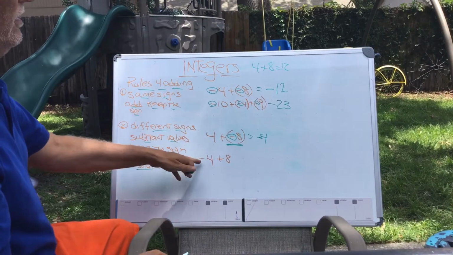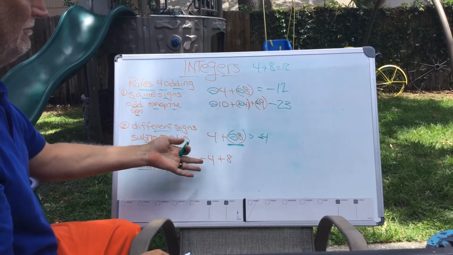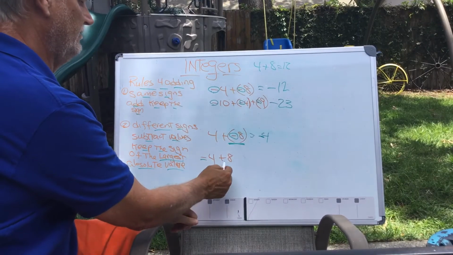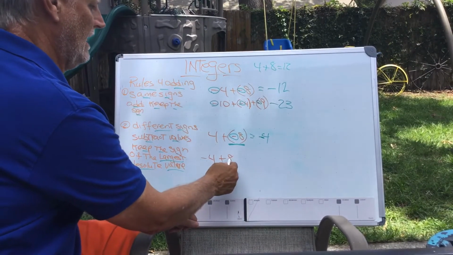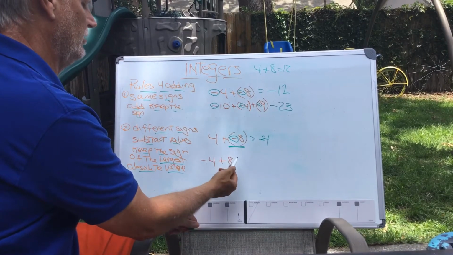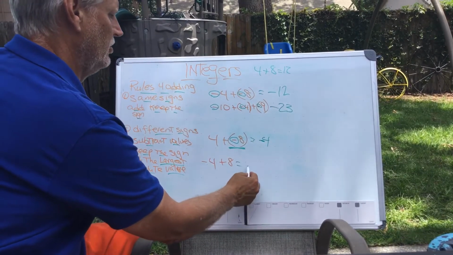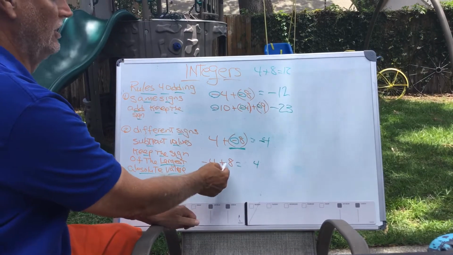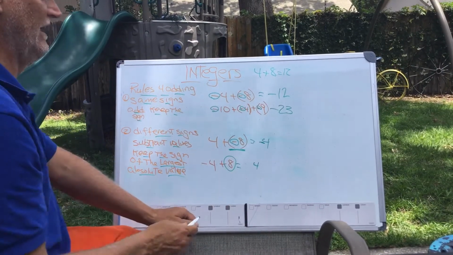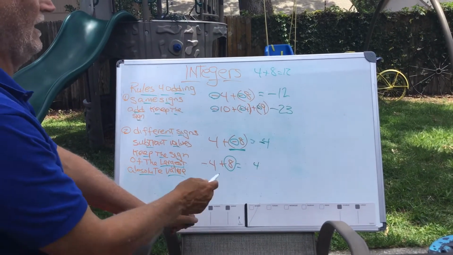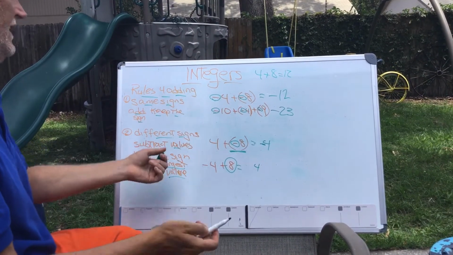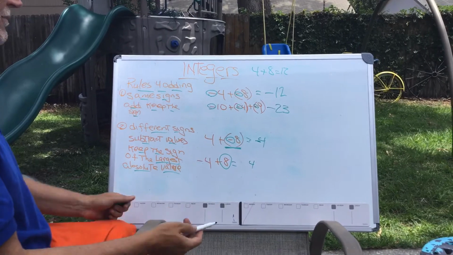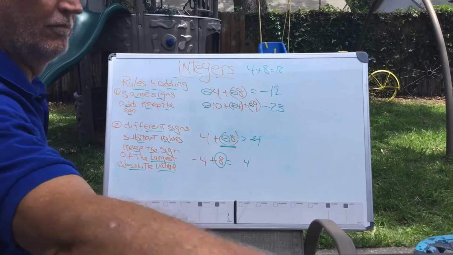So then, same kind of problem, but here's a negative and here's a positive, right? The absolute value of 8 is 8, the absolute value of 4 is 4, so you subtract them and end up with 4. But because this 8 is the largest absolute value, and it's positive, my answer is a positive 4. That's pretty straightforward.